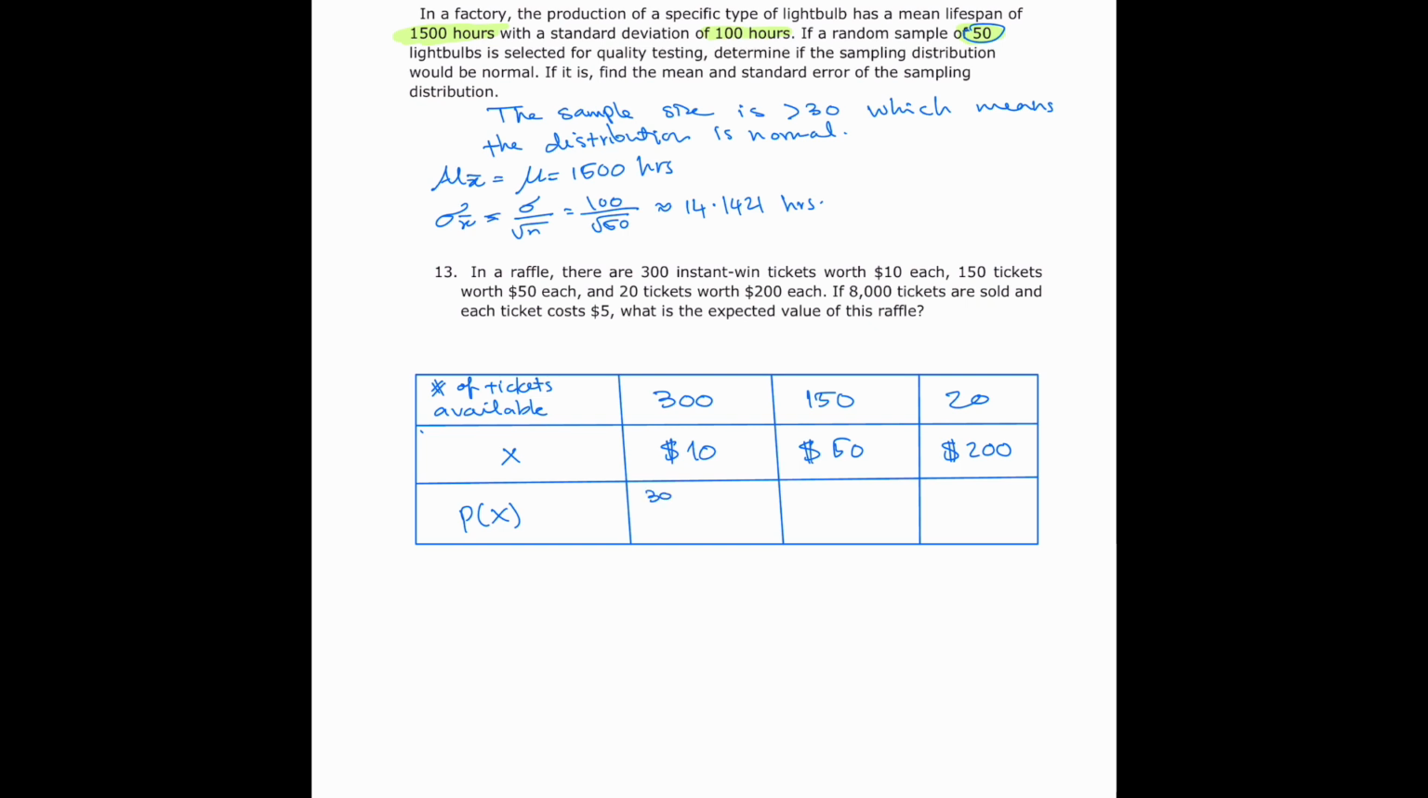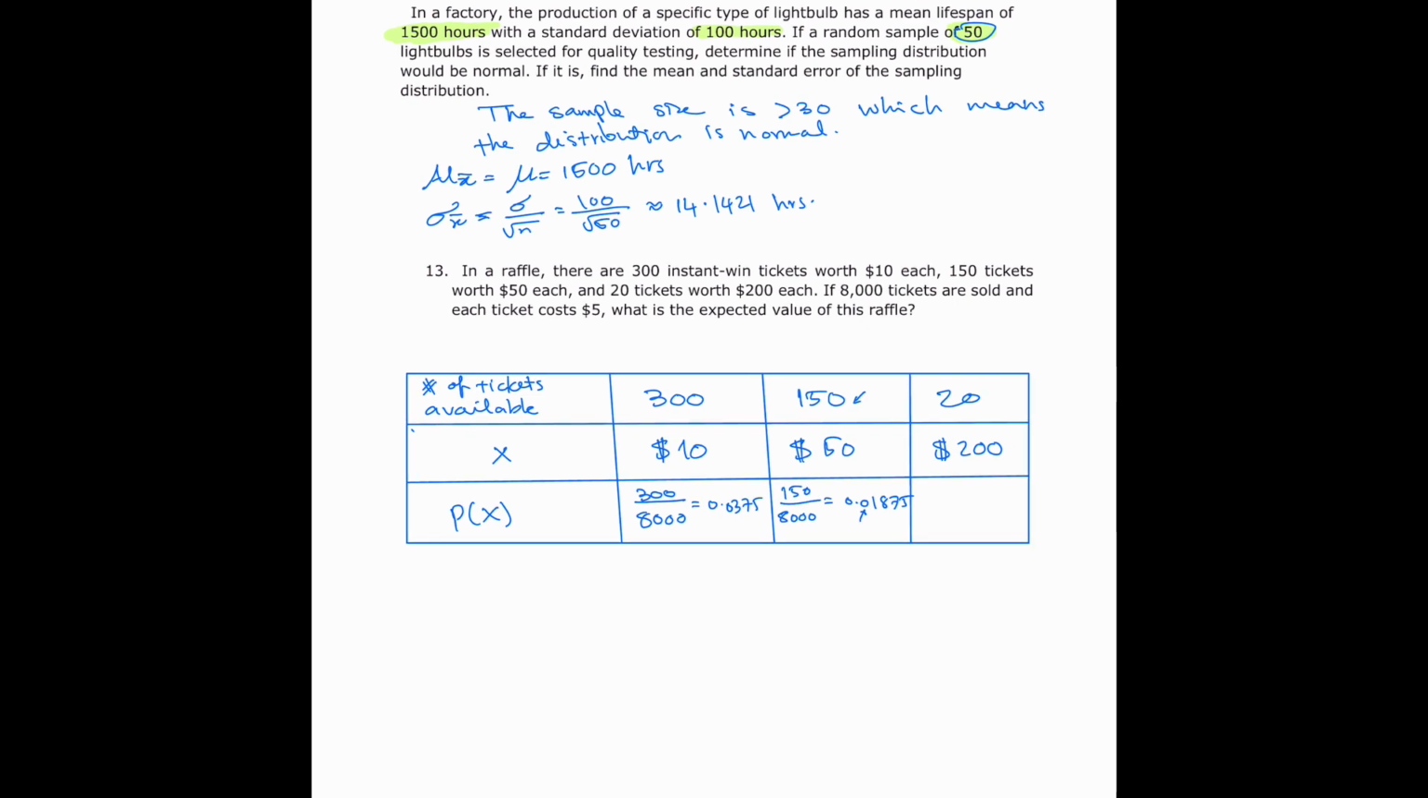So we have 300 available out of the 8,000 tickets sold, which is going to give me 0.0375. And then we have 150 out of the 8,000, which is going to give me 0.01875. On the key, I forgot the zero. I added 1 0 here. And then the 20 out of the 8,000, the probability of selecting a $200 ticket is 0.0025.